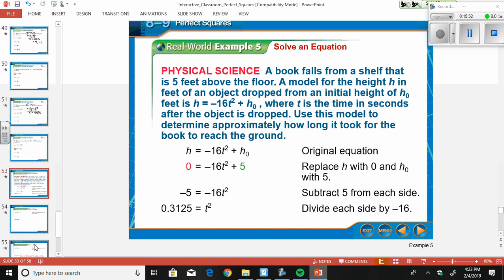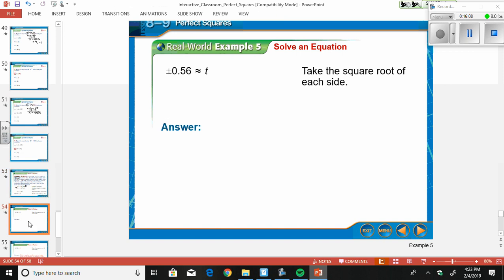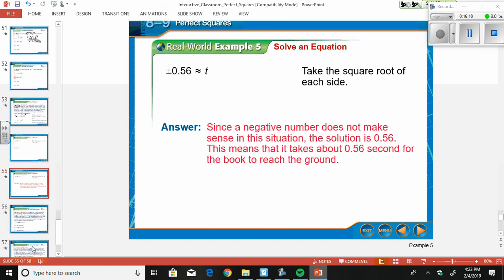So it started at an initial height of 5 feet. That got plugged in here. And our height afterwards is when it hits the floor at 0. So we subtract 5 from both sides, divide by negative 16. Then we're going to take the square root of both sides and get an answer in our calculator. Since a negative number does not make sense in this situation, the solution is 0.56. This means that it takes about 56/100 of a second for the book to reach the ground.